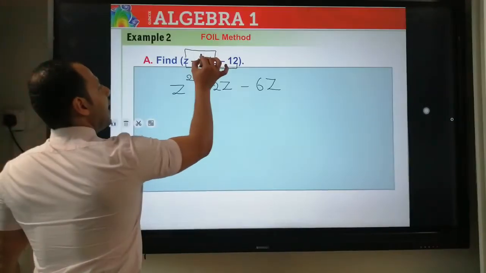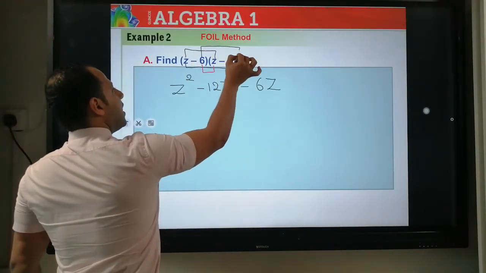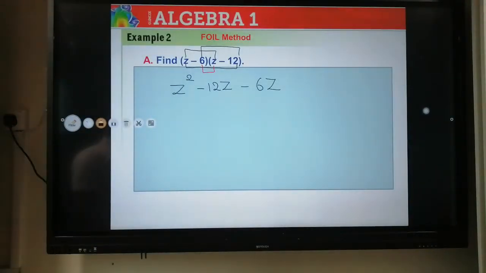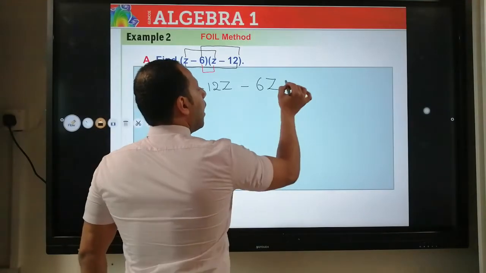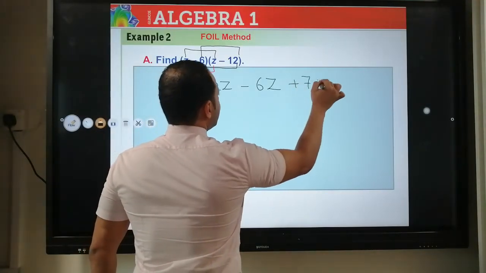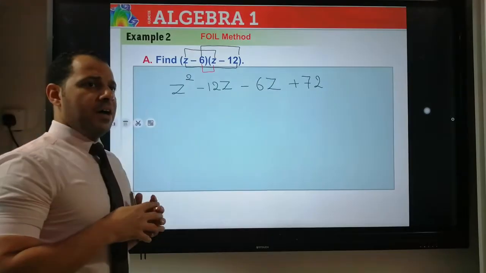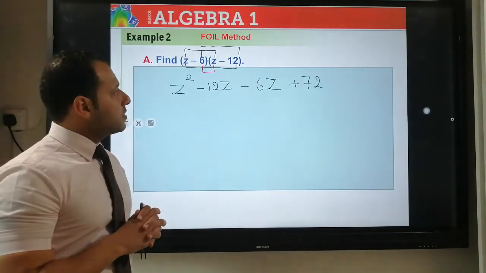The last term here and the last term here. 6 times 12 equals 72. So I just write positive 72. We have a mistake. What is the mistake?